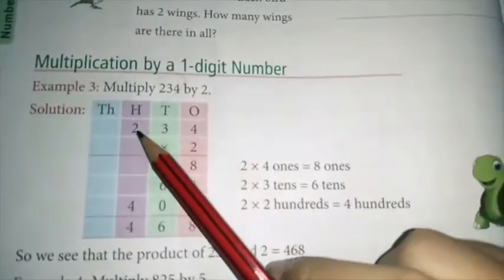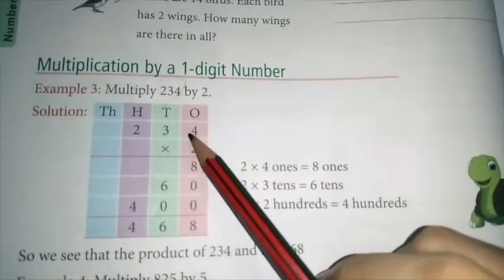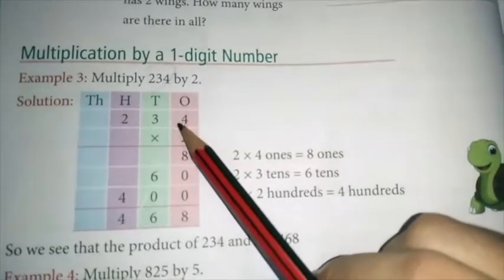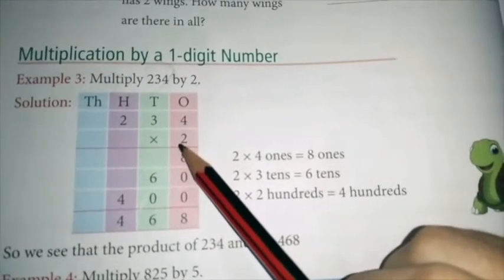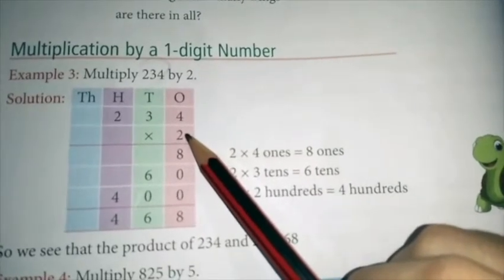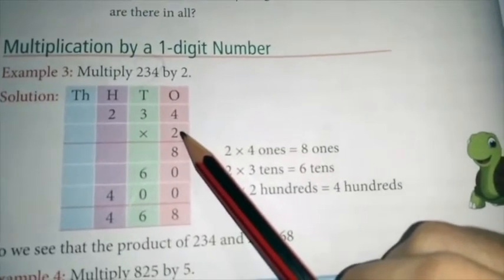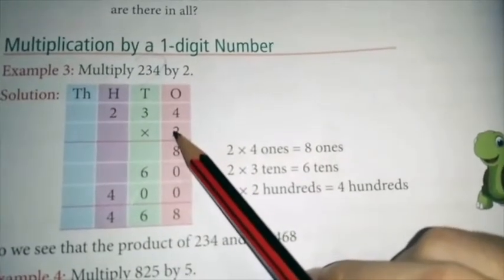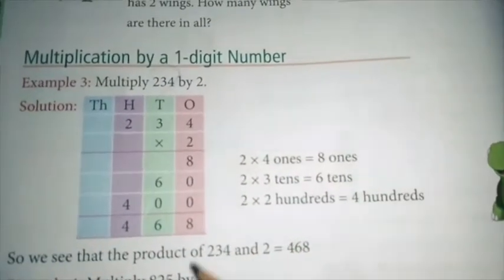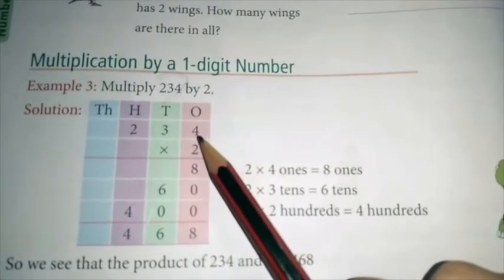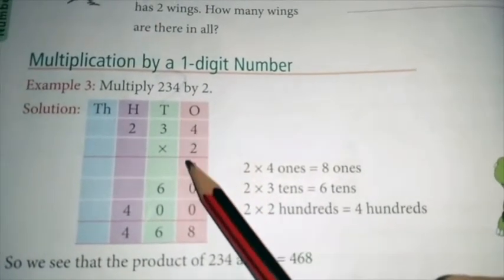What you do when you multiply, you write the number above, you write 2, 3, 4 here, and then you multiply by 2. The 2 you write just in the ones place, because it is a one-digit number and a one-digit number comes in the ones place. Here you write in the place value position. Now you first multiply 2 with 4. 2 into 4 is 8.